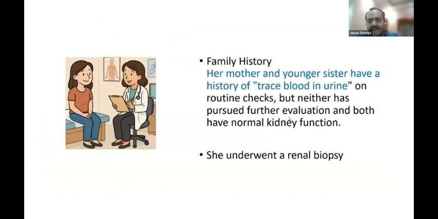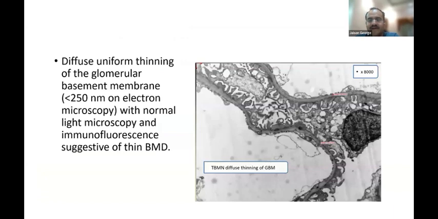Coming back to our case, on probing the family history, there was a history of hematuria in the mother and younger sister too. But neither has pursued further evaluation, and both have normal kidney function. This lady underwent a renal biopsy. This was what the biopsy showed in electron microscopy. There was diffuse uniform thinning of the glomerular basement membrane, less than 250 nanometers, on electron microscopy, with normal light microscopy and immunofluorescence. This was suggestive of thin basement membrane disease.